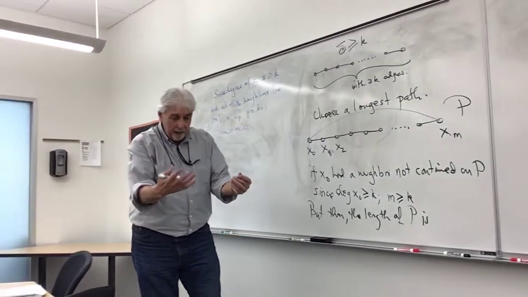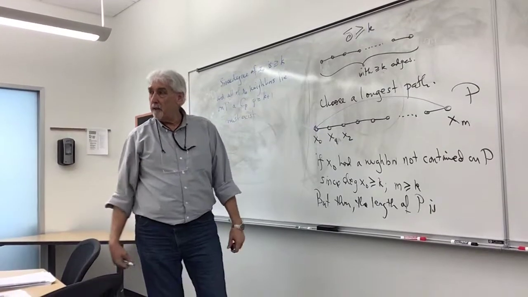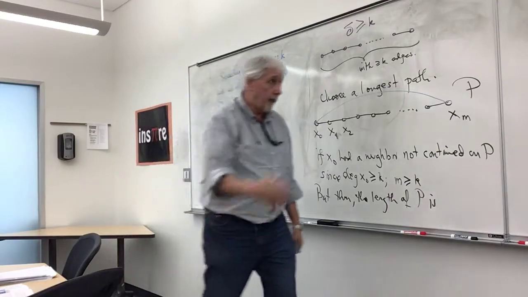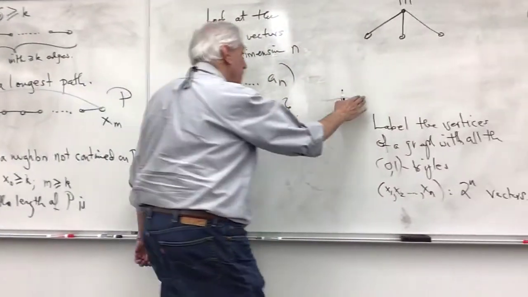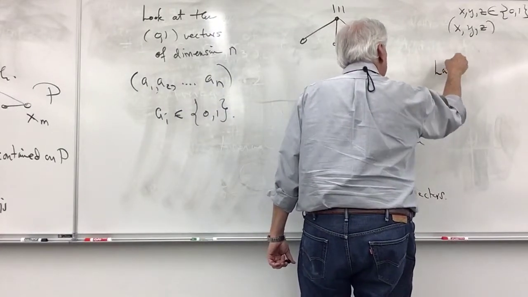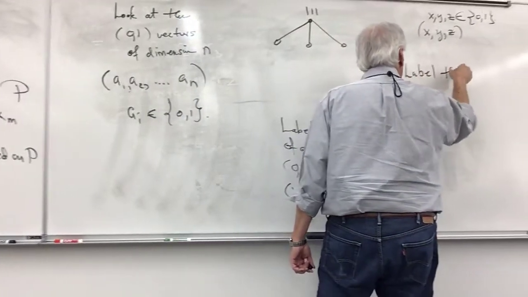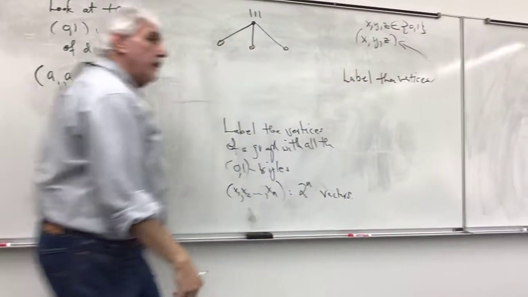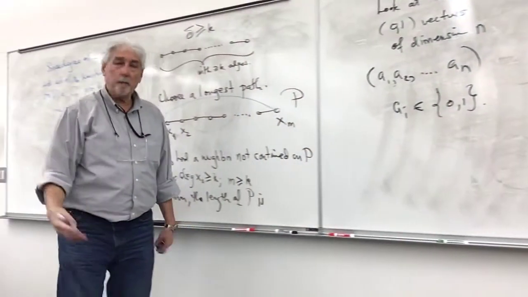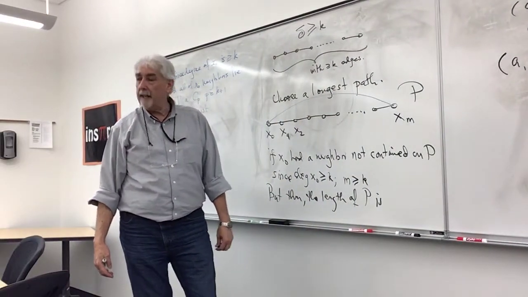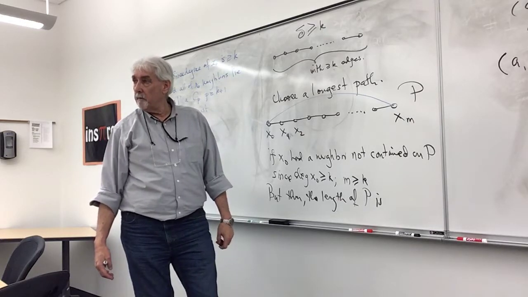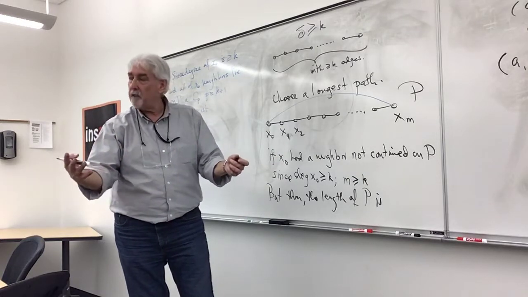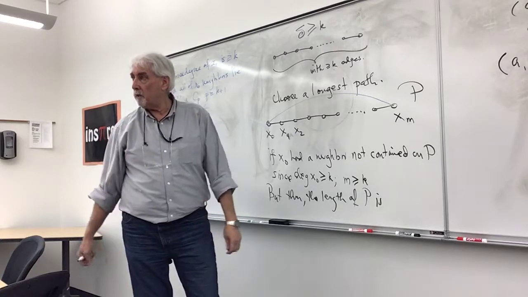Okay, so now I'm going to take these vectors and make what's called the cube, or in higher dimensions, the hypercube. I know we've talked about this before. I'm going to label the vertices with all the different triples x, y, z, where x, y, and z are either 0 or 1. Now we're starting to look at graphs that take on a particular structure.